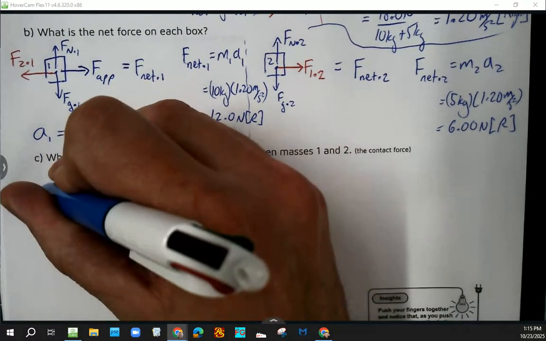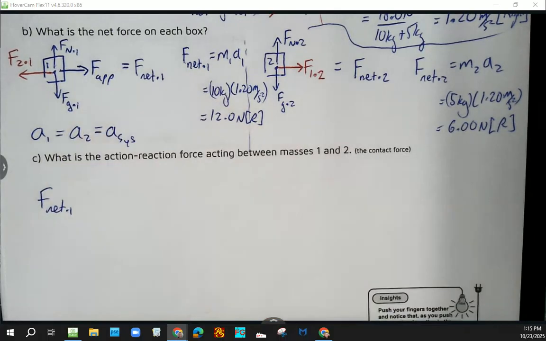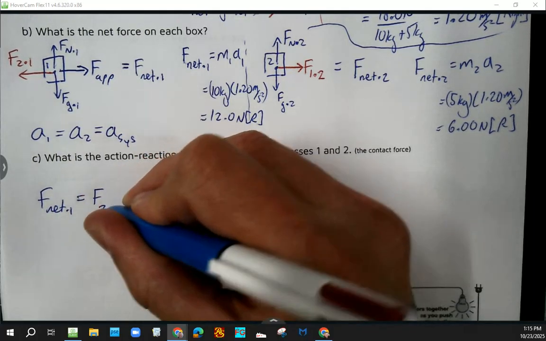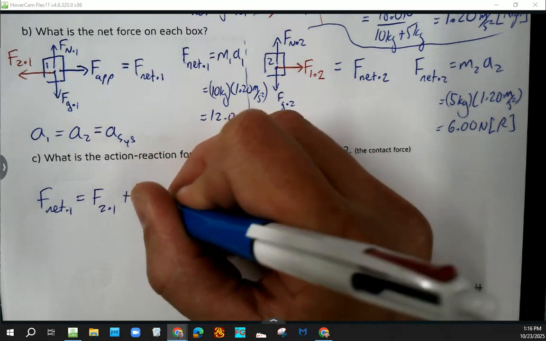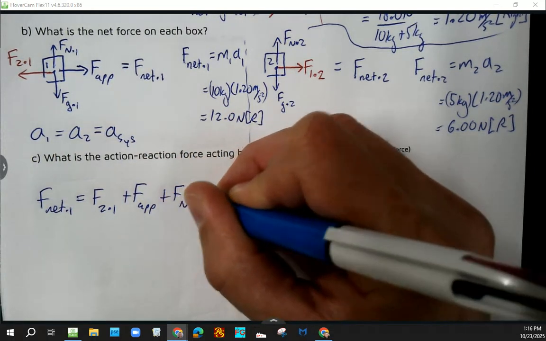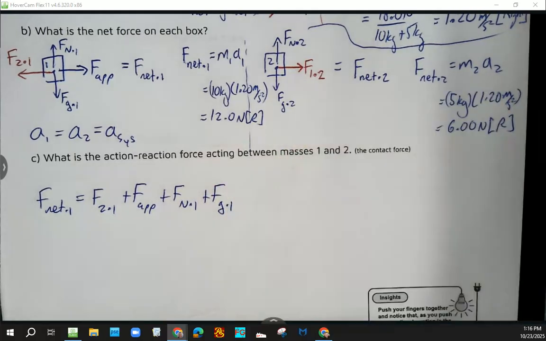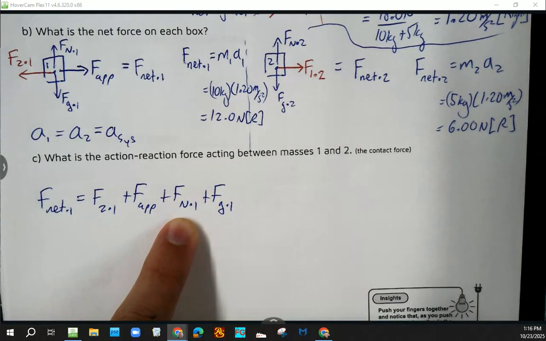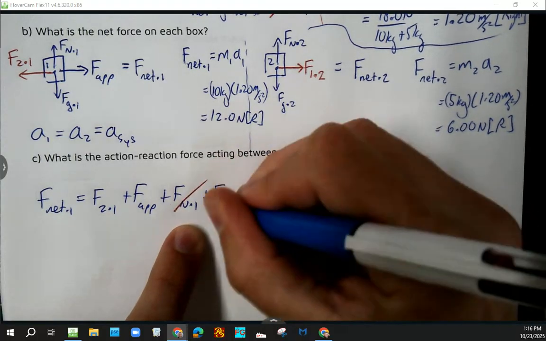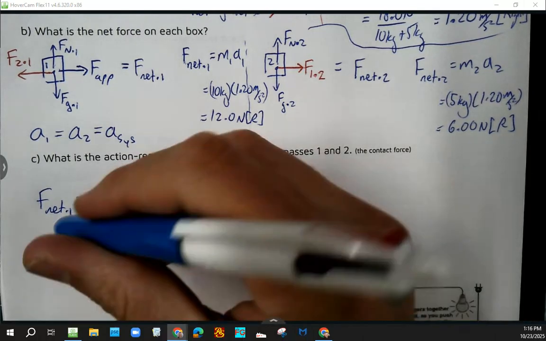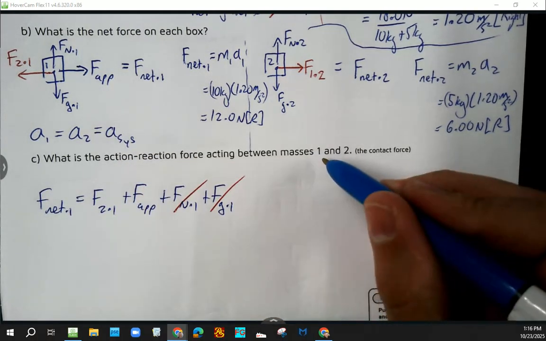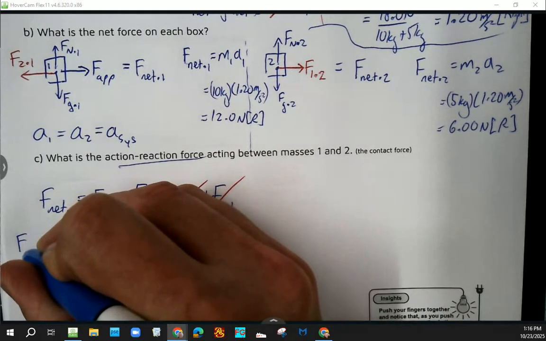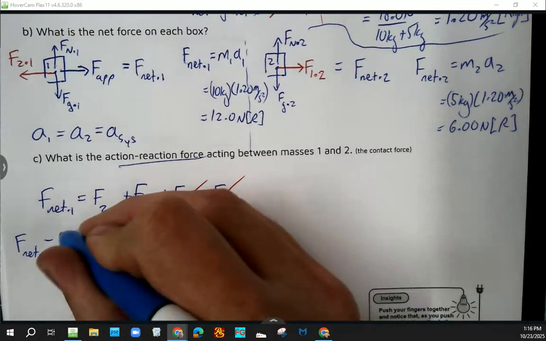What I could say is that F net acting on 1, here look, this is me using this picture to come up with an equation. F net acting on 1 is actually force of 2 acting on 1 plus force applied plus force of normal acting on 1 plus force of gravity acting on 1. And let's all agree, doesn't normal and gravity just counterbalance each other? Because we already said that. Those guys are gone. That means that I have an equation where I could say, hey, if I want to know force of 2 acting on 1, because that's the action-reaction force, force of 2 acting on 1 is equal to F net 1 minus force applied. See that?